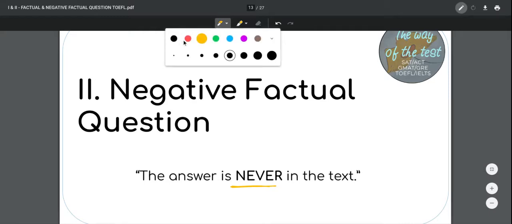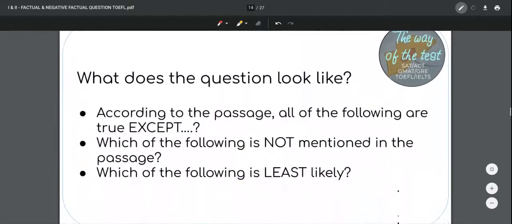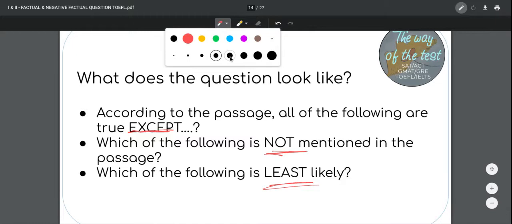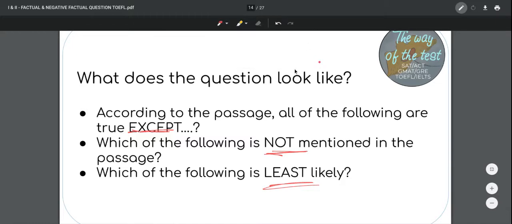Okay, and we're going to see how we apply this principle for the negative factual question. What does the question look like? The question looks like this: according to the passage, all the following are true except, or which one is not mentioned, or which one is the least likely. Again, the word that indicates the negative aspect will be in capitals and in boldface.